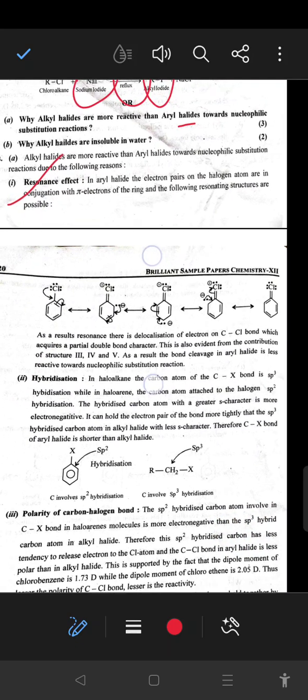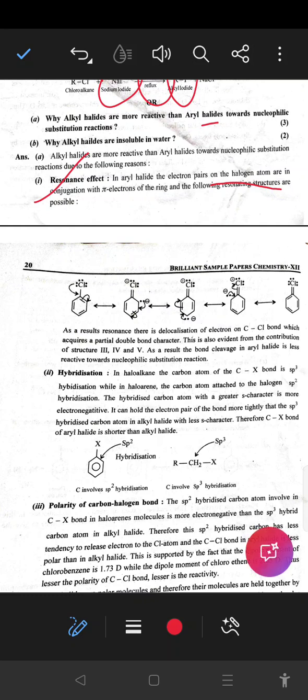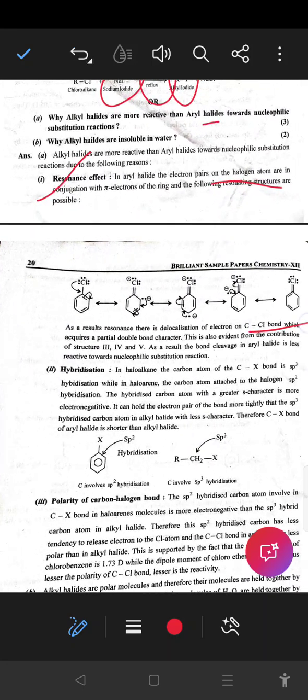In the resonance effect, in aryl halides the electron pair on the halogen atom shows conjugation, forming a positive charge on Cl. As a result of the resonance, there is delocalization of electrons and the C-Cl bond acquires partial double bond character. As a result, the bond cleavage between C and Cl becomes difficult, and it is less reactive toward nucleophilic substitution reactions. The second factor is hybridization.